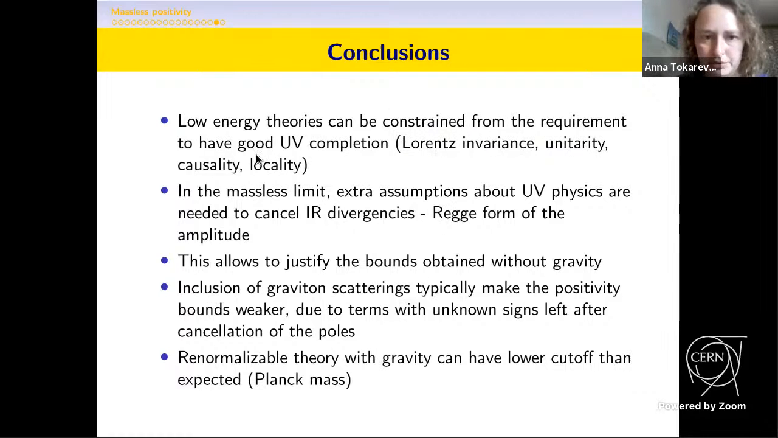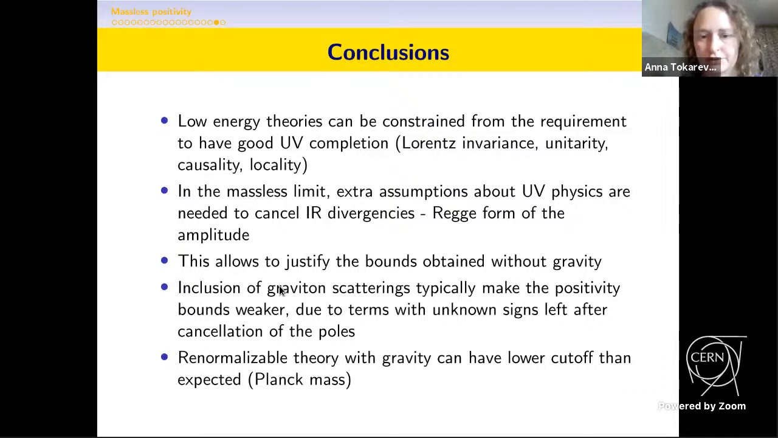So let me come to conclusions. Low energy theories can be constrained from the requirement that they have good UV completion, satisfying Lorentz invariance, unitarity, causality, and locality. In the massless limit, we need some extra assumptions about UV physics to cancel the divergences in the forward limit of amplitudes, especially for gravitons. We have to assume Regge form of the amplitude to make everything consistent.